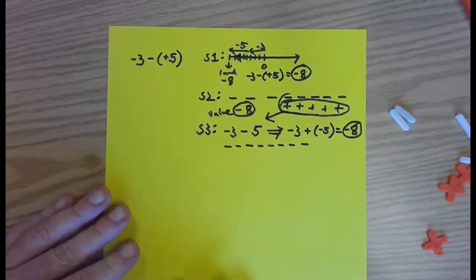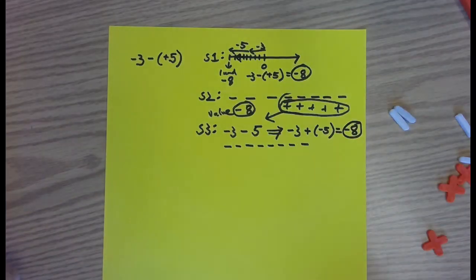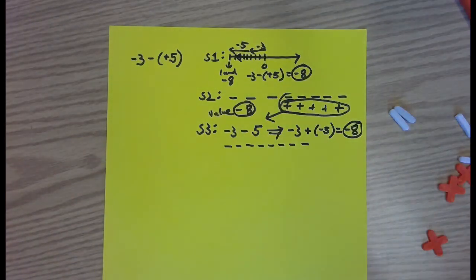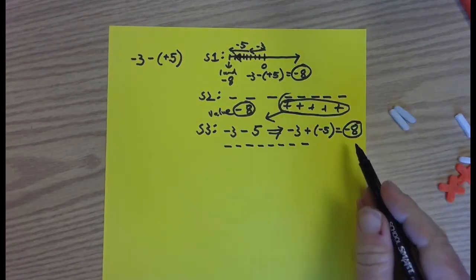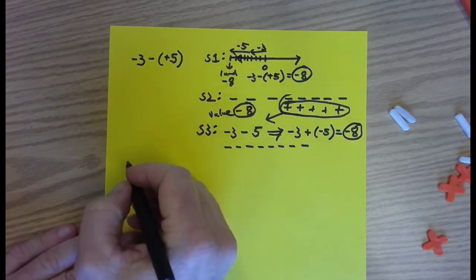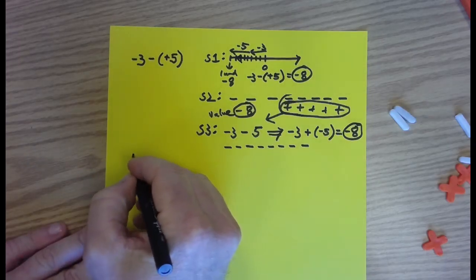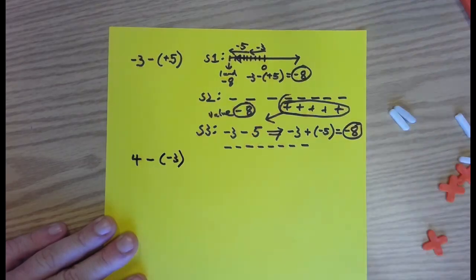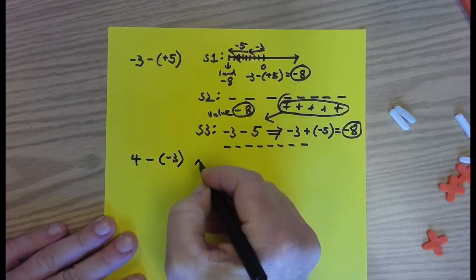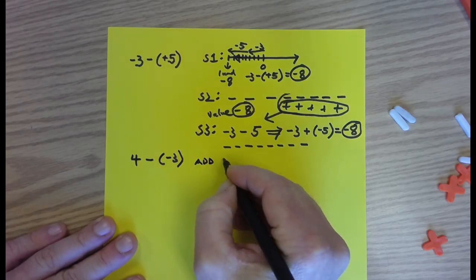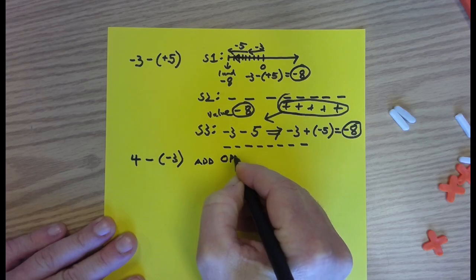So we now have 3 strategies. We can use our number line and our integer drawings from those first 2 videos to prove that adding the opposite gives us the same final value, even though it looks different. So for example, 4 minus negative 3. If I add the opposite, because I don't like how this looks, it's going to change the problem to an addition problem.